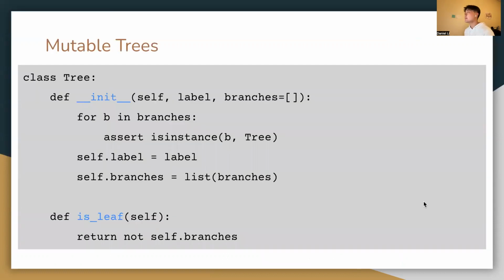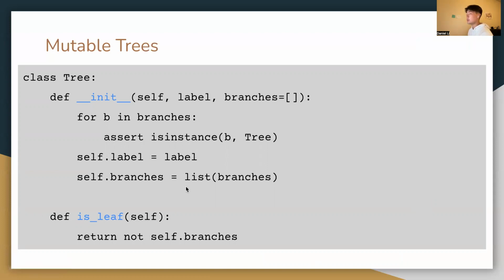Okay, so this is the class Tree that I directly copied over from your guys' lab. You can see this is basically object-oriented programming, right? The init method consists of the attributes of trees, right? The label and the branches. And then we also have a method is_leaf, which checks to see if a node is a leaf or not, right?